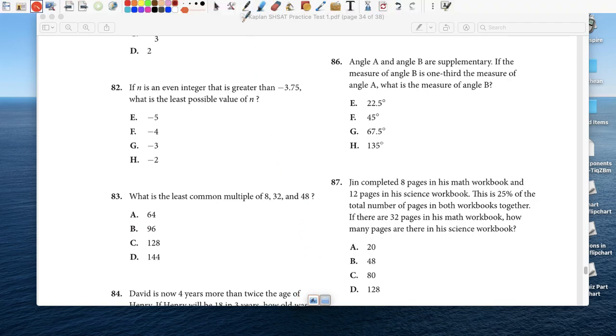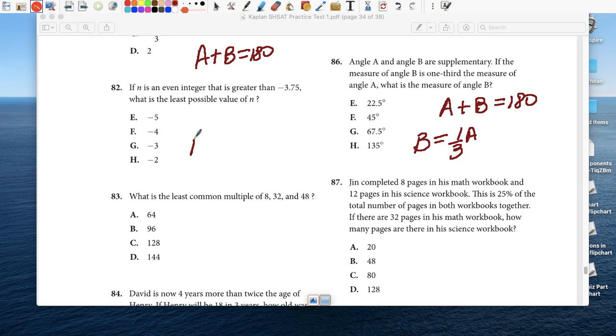Angle A and angle B are supplementary, so that means that A plus B is 180. That's what it is, right? If the measure of angle B is 1/3 of angle A, what is the measure of angle B? Well, so let me write this again. A plus B is 180. We have a second equation. B is 1/3 of A.